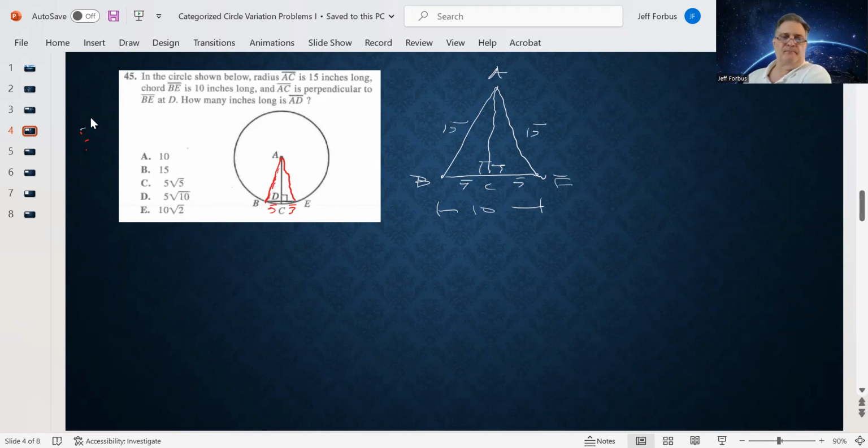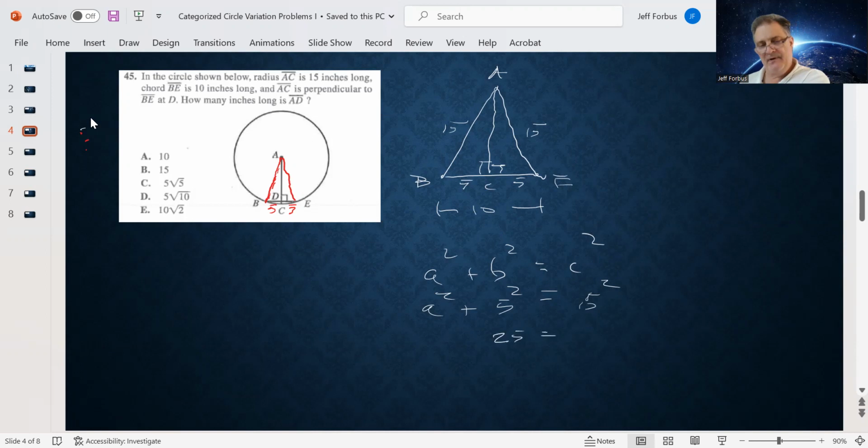Now, how many inches is A to D? Well, you can use Pythagorean theorem now. A squared plus B squared is equal to C squared. Now we know C is 15 squared. And we'll just call the short side there 5 squared. And we'll leave that as A squared. So with that being said, 5 squared is 25. 15 squared is 225. Let me make my 15 better. And then that's A squared.